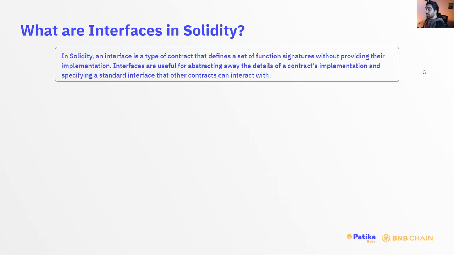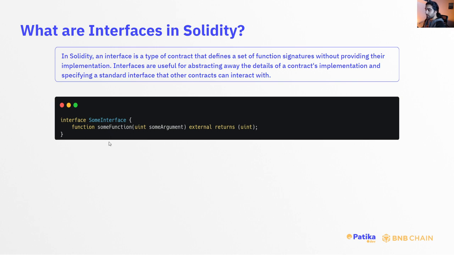So what are interfaces in Solidity? An interface is a type of contract that defines a set of function signatures without providing their implementation. Interfaces are useful for abstracting away the details of a contract's implementation and specifying a standard interface that other contracts can interact with.